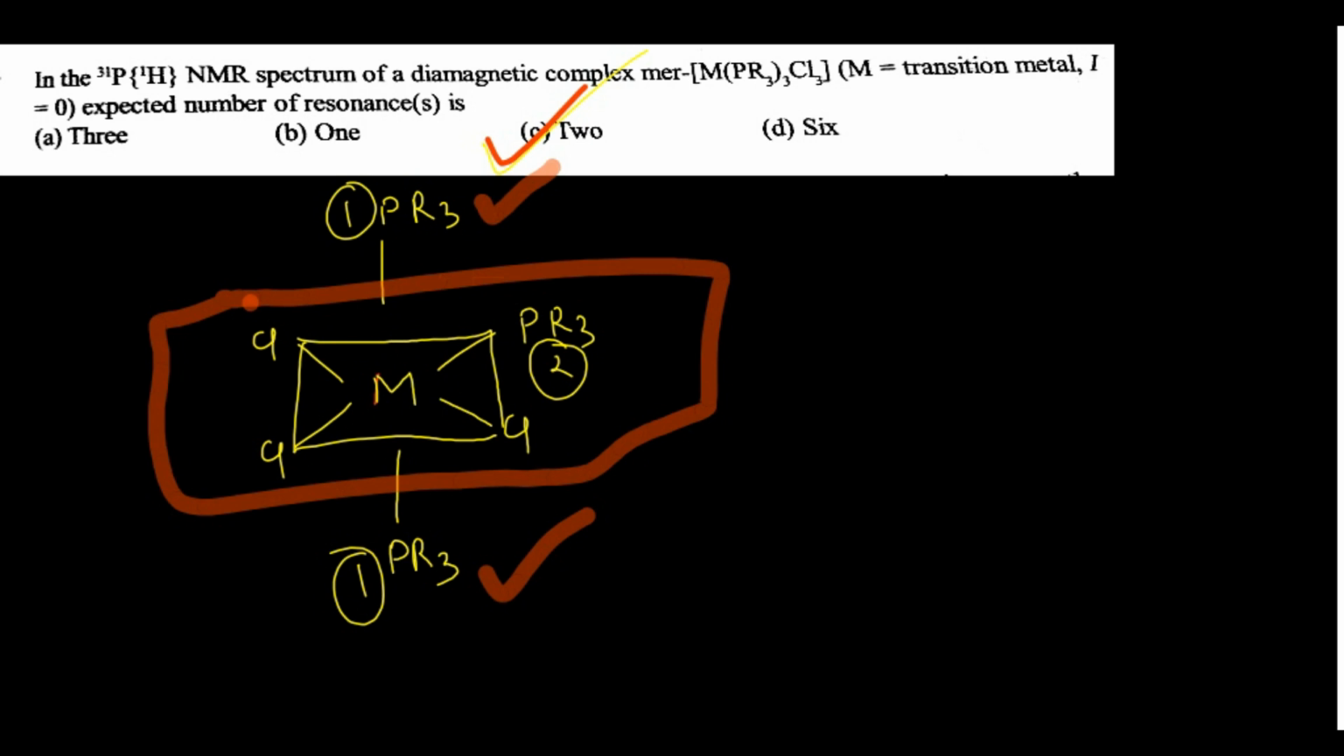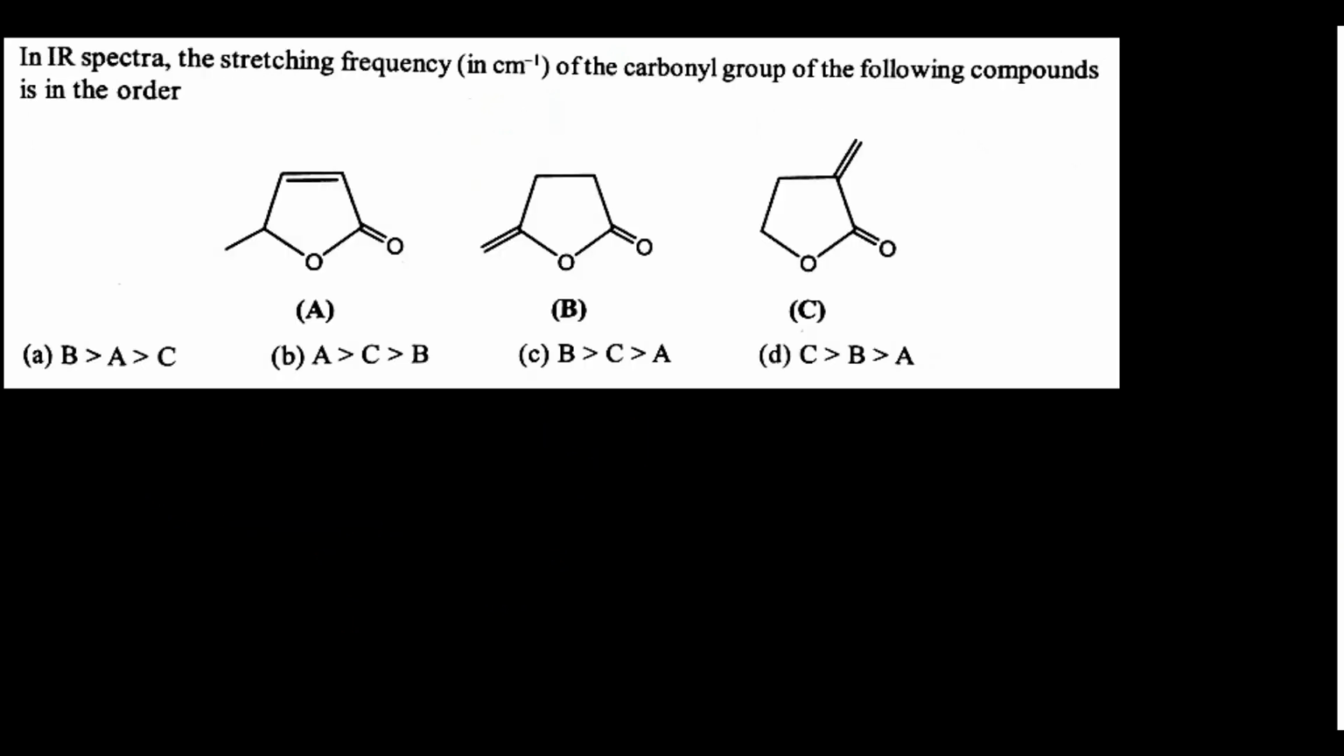Now moving to the next problem. The next problem is another important and interesting problem, which again involves lots of concepts of general organic chemistry. In the IR spectra, the stretching frequency in centimeter inverse of the carbonyl groups of the following compounds is in the order of. You have been given A, B, C, three compounds, and you have been given four options, and out of these four options you have to choose the correct option.